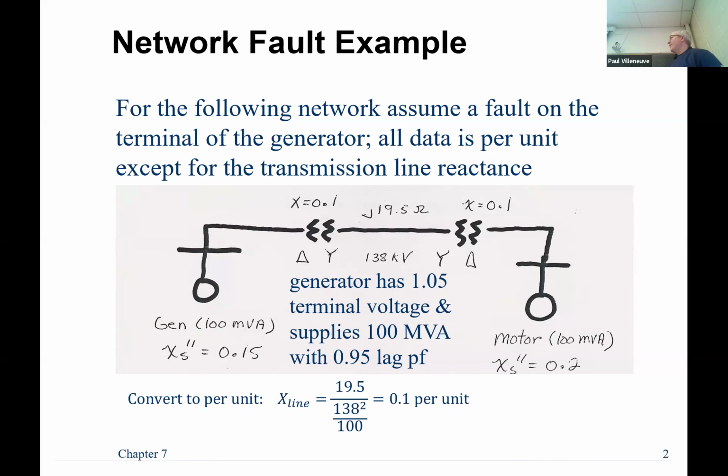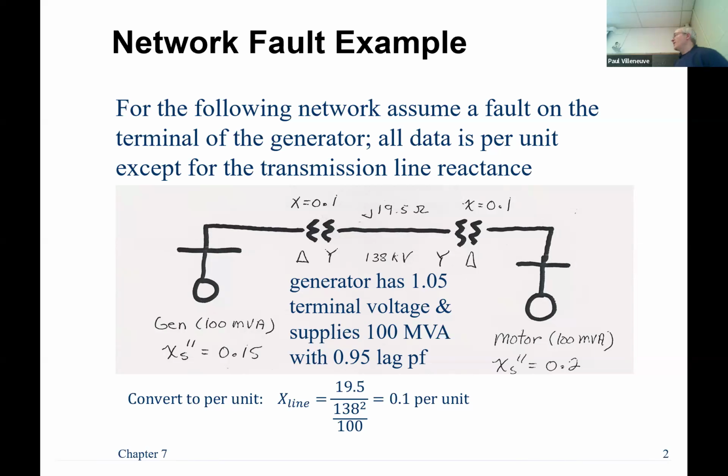So we're going to assume that the generator has a 1.05 terminal voltage and supplies the motor that is consuming the equivalent of 100 MVA at a 0.95 lagging power factor. That is going to be a synchronous motor. We can treat it as an induction motor, but we're actually going to treat it as a synchronous motor because it's a fairly big motor, 100 MVA. You can see that I've got a bunch of synchronous reactances, one for the generator and one for the motor, and those are both sub-transient values.